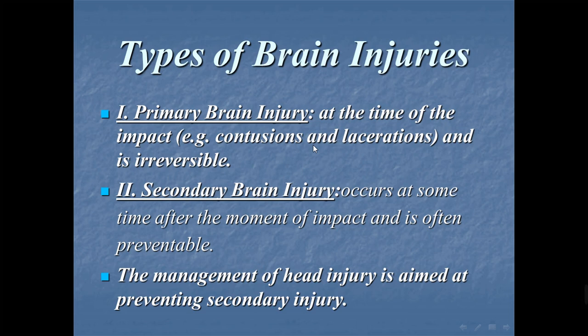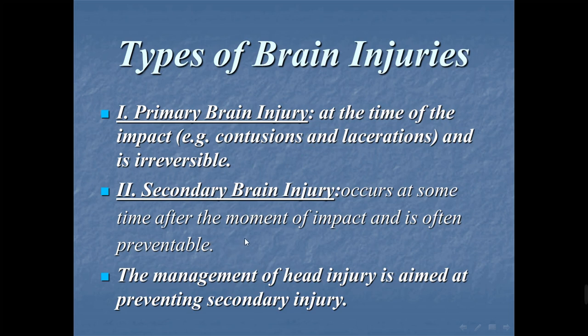For example, if a patient is hit by, for example, a shell, and this shell injured, for example, the right motor area, this patient will get left side hemiplegia, which will be a permanent deficit, irreversible. While secondary brain injuries occur at some time after the moment of impact and are often preventable or reversible.